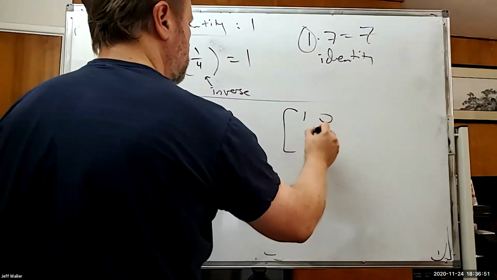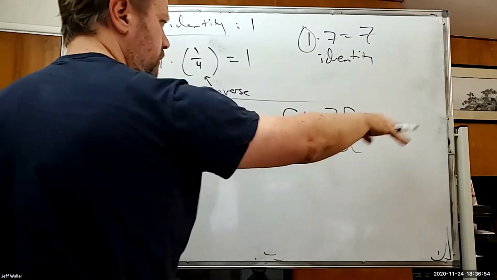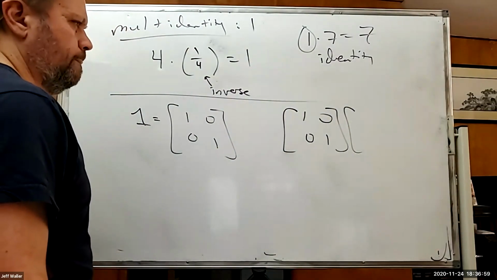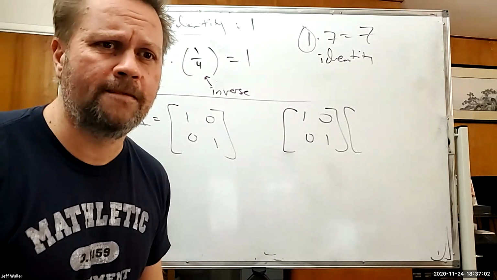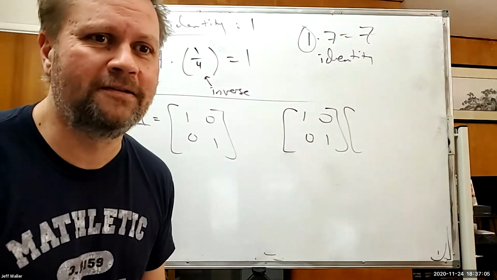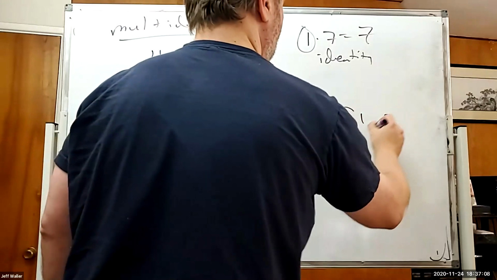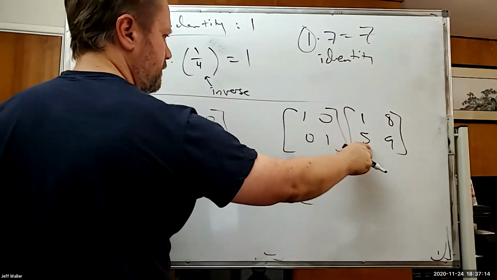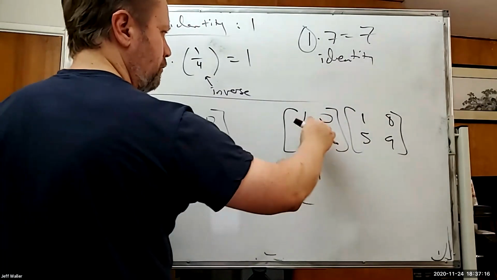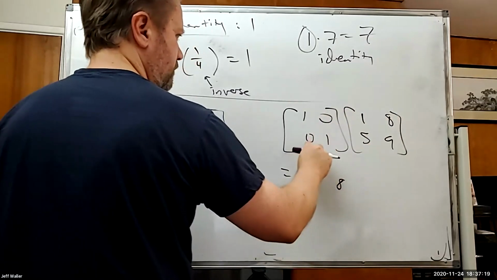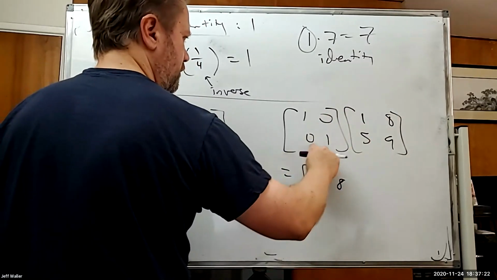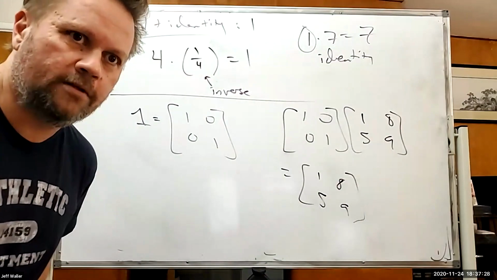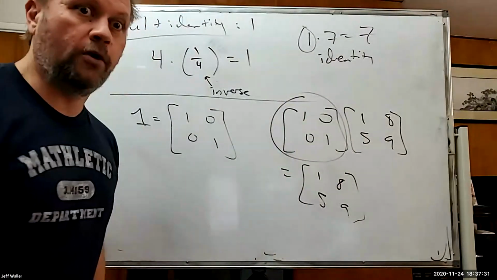Well, give me a matrix. Give me a 2 by 2 matrix. Any 2 by 2 matrix. Give me 4 numbers. 1, 8, 5, 9. I like it. All right, let's multiply this out. You guys remember how to multiply things? 1 times 1 is 1 plus 0. 1 times 8 is 8 plus 0. 0 times 1 plus 1 times 5 is 5. 0 times 8 plus 1 times 9 is 9. Did it stay the same? Yes. So isn't this basically the one matrix?